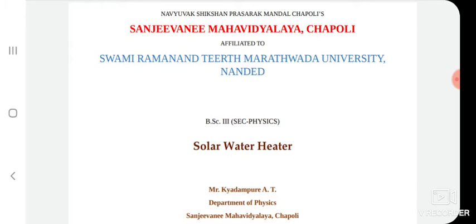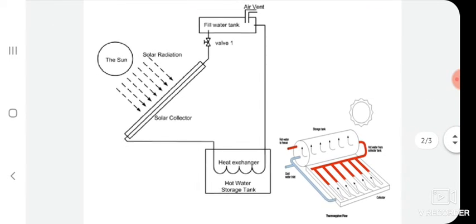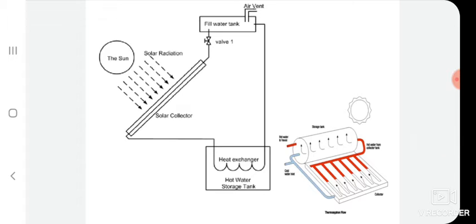Now we will discuss the theory of the solar water heater and how this solar water heater is useful in our day-to-day life. Now, in the simplest panel, the sun heats water flowing in a circuit throughout the collector or the panel.